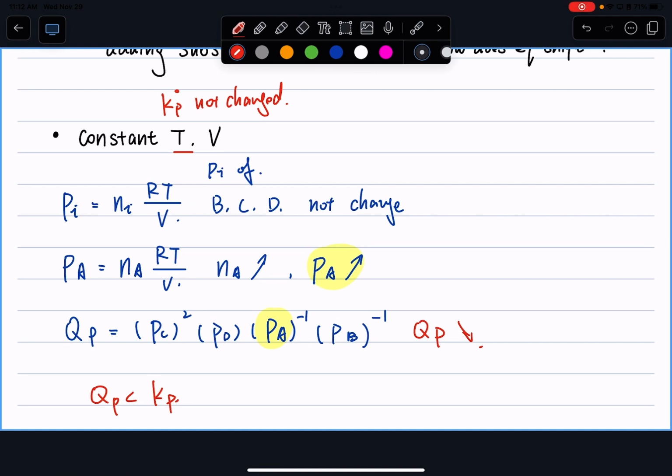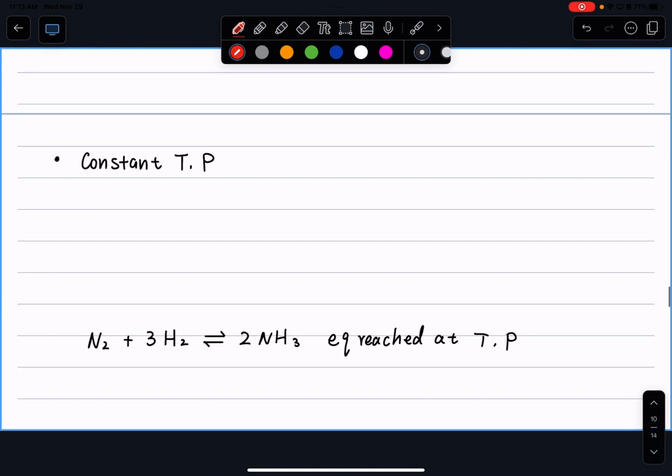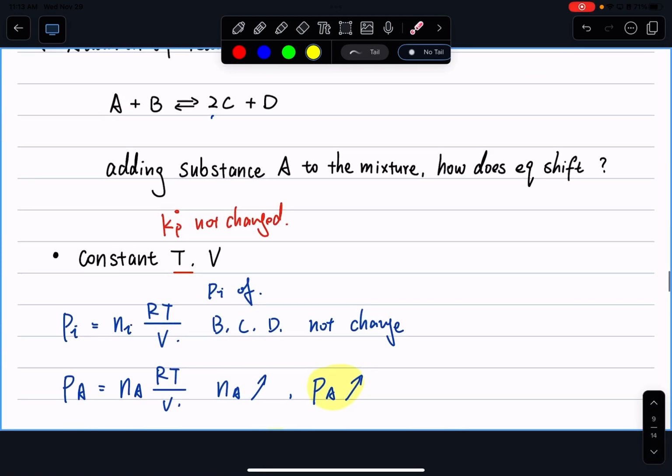So what do we mean by these principles might not be universally applicable? Don't go too fast jumping to the conclusion, because we have exceptions here. So let's come to this point. Back here, we're talking about constant temperature and volume. This one is okay. It's generally applicable because we're talking about constant volume.